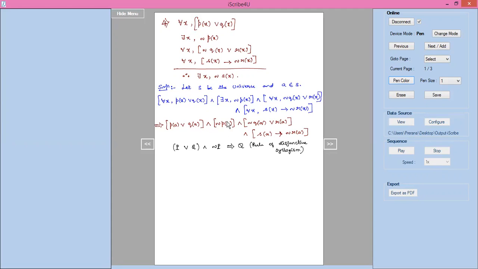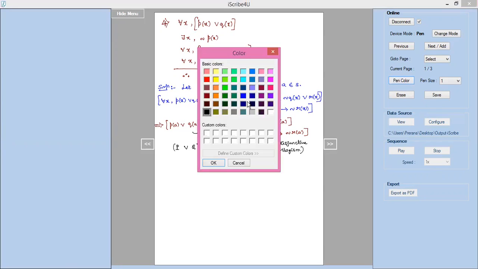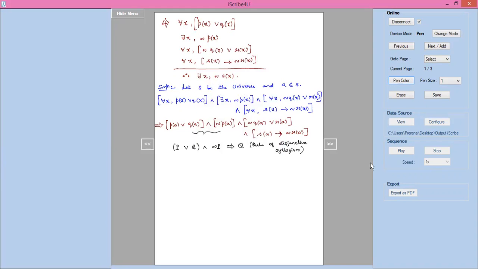So using this rule for the first two terms here, we will be able to write the next step. The next step will imply just Q. Just Q means I should write down Q of A. Remaining I am writing as it is: negation Q of A or R of A, and S of A conditional negation R of A.